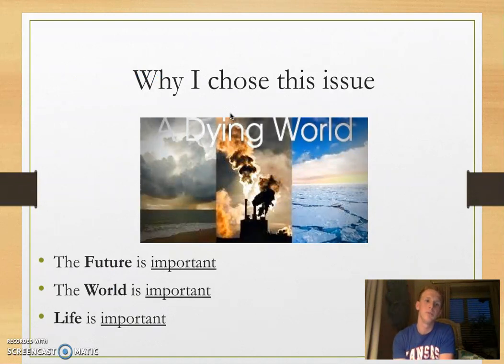Why I chose this issue? I chose this issue because the future is important to me. I think that the world we live in is something that we should take pride in. I don't think that it's right to say we live on this world and not take care of it. If it's our fault that it ultimately dies, then I don't like that idea.